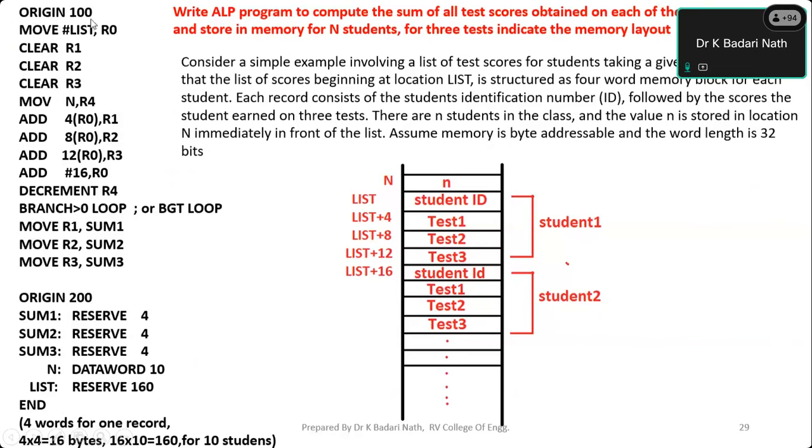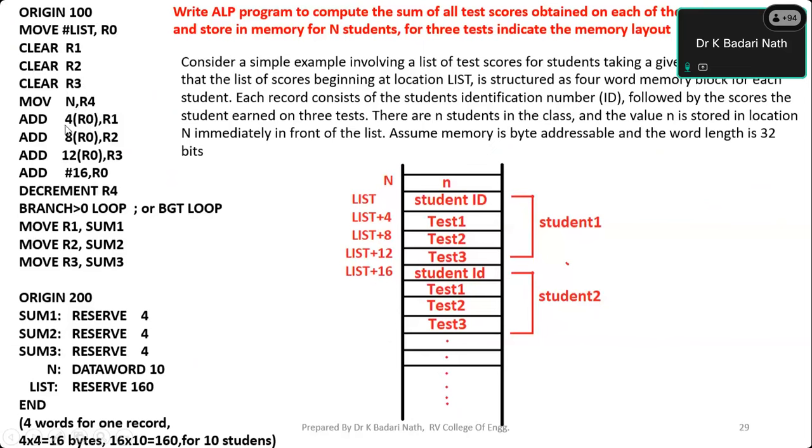First, load the pointer into R0. Hash list means the address of the first record. Now prepare three registers to hold the sums of all three tests: R1, R2, R3. Now move the number of records into R4. Now add 4 R0. See, we have used the indexed addressing mode here.